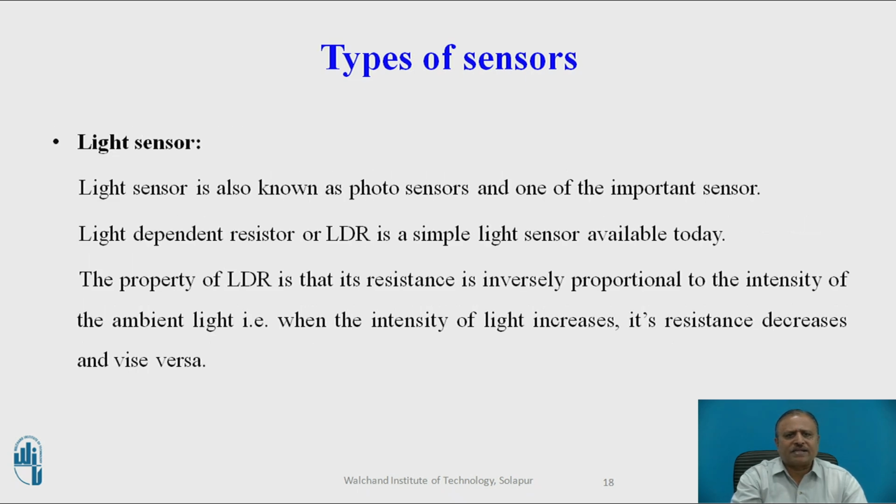The next sensor is light sensor. Light sensor is also known as a photosensor and is one of the important sensors. Light dependent resistor or LDR is a simple light sensor available today. The property of LDR is that its resistance is inversely proportional to the intensity of the ambient light. That is, when the intensity of light increases, its resistance decreases and vice versa. So here LDR means light dependent resistor.